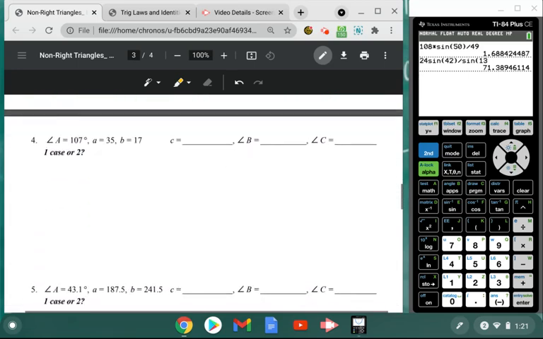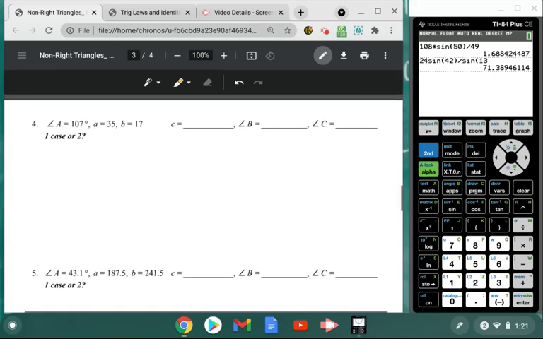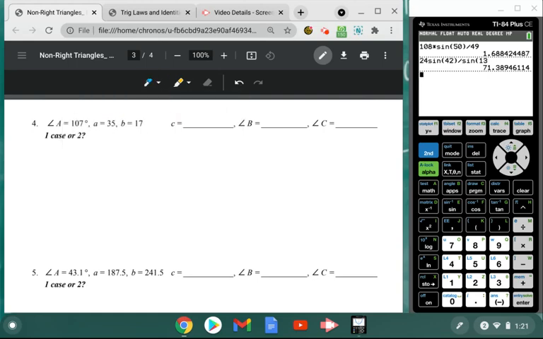So for number 4, we have an angle A. So I'm going to go ahead and just draw this best I can to start, and then determine if I've got one or two triangles based on the case I'm given. 107, that is an obtuse angle. Okay, so there's 107. So this is A. And then side A is going to be across. So I'm going to do that last.